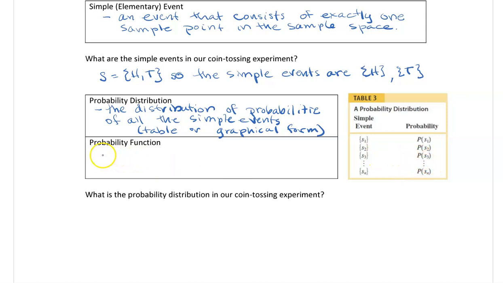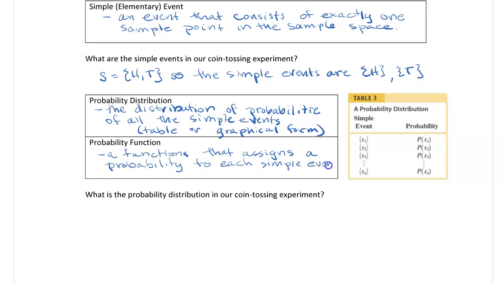Okay, now there's also something called a probability function. I'm just going to put it here and define it for you, but we're not really going to work with probability functions at this point. A probability function is a function that assigns a probability to each simple event. So this would be like an equation where we would put in the event and get out the probability. Okay? So we're not going to worry too much about probability functions at this point, but let's do our example of a coin toss and let's show what the probability distribution would look like. Okay, so we're just going to make a table of the simple events.